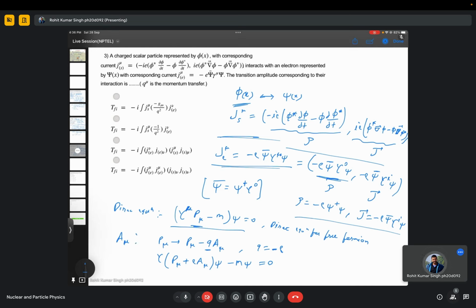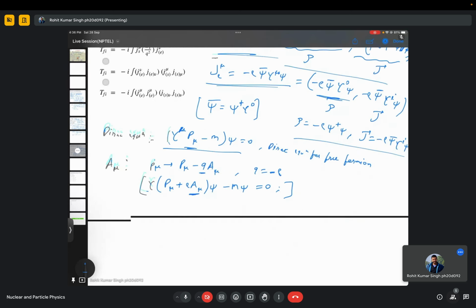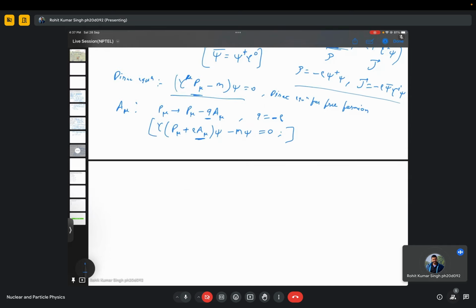So in presence of an electromagnetic field, the Dirac equation changes like this. Now this is a Dirac equation for a fermion which is experiencing an electromagnetic field represented by A mu. Okay, this is an equation, but how do we find the solution for it? You cannot just write an arbitrary solution, right? So let's try to get a simple form of this Dirac equation.